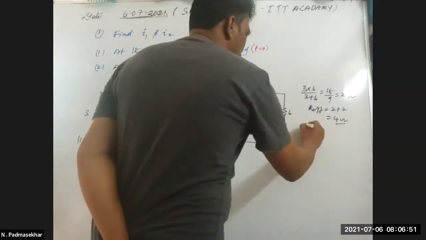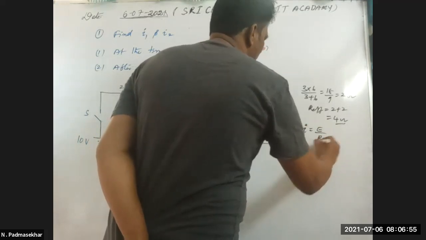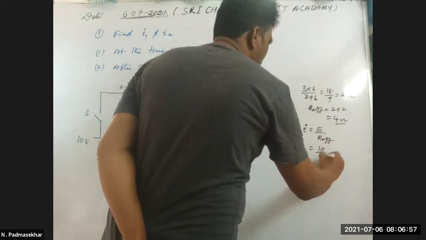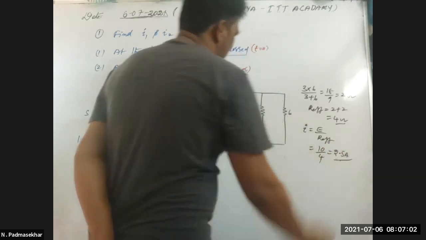Now the current I is equal to E by R effective. E by R effective means 10 by 4. So 10 by 4 means 2.5 amperes is the current.